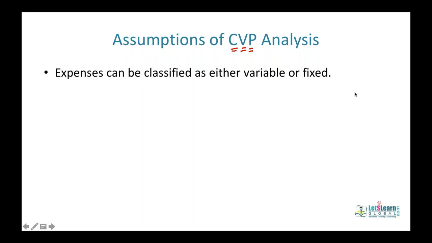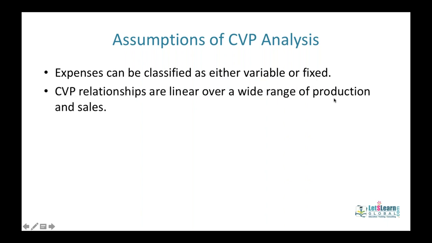The assumptions begin with the costs. The costs in our company are going to be classified into only variable and fixed, but no mixed cost. So if it is a cost, it is going to be either variable cost or fixed cost, but no mixed cost. Okay. So we'll have only two types of costs, variable and fixed cost. When you add them, you'll get total cost.